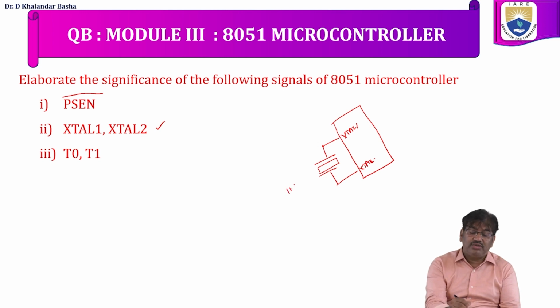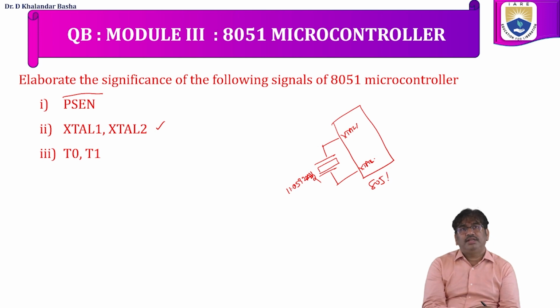This crystal oscillator will generate a frequency of 11.0592 MHz, which is needed for providing the clock pulses of 8051 microcontroller. Next, T0, T1. These are the two interrupt signals which are generated by timer 0 and timer 1 respectively.